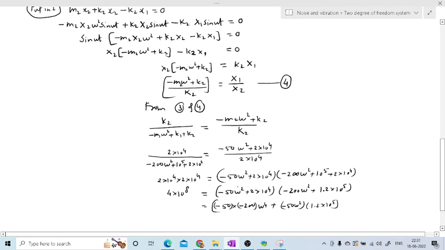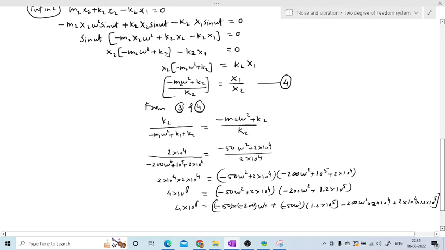So we have multiplied by the first term, now multiply by the second term. So minus 200 omega square into 2 into 10 raised to 4. Now multiply the second term, plus 2 into 10 raised to 4 into 1.2 into 10 raised to 5. So we have multiplied the first term with all and the second term with all. So this is the multiplication.